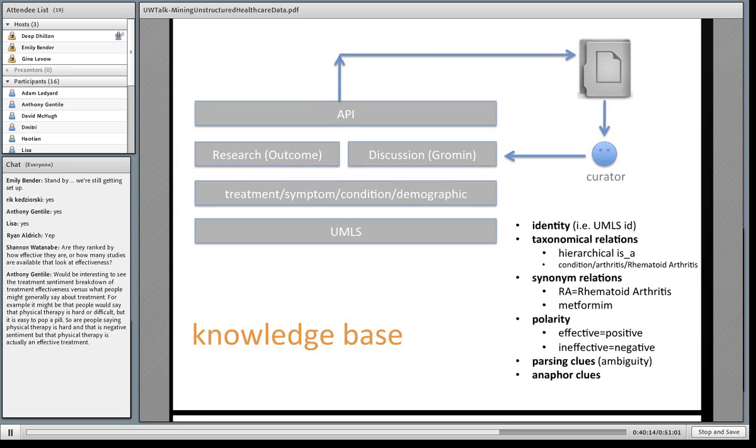Those are important if you want to conclude that something's effective versus not effective. If you don't have polarity, you've got a good chance of butchering it. Parsing clues, with respect to the more statistical or machine learning techniques, are helpful.